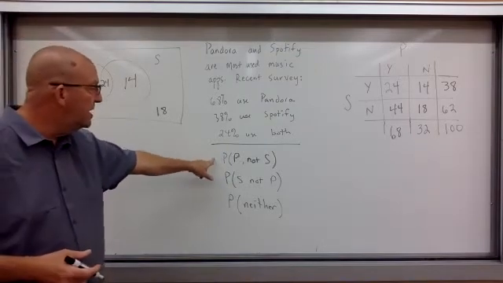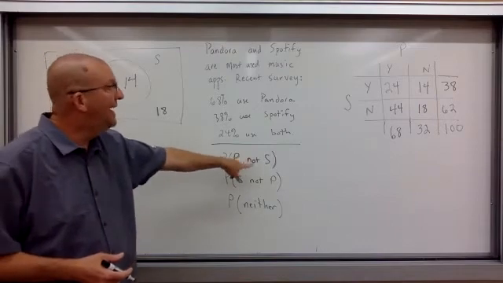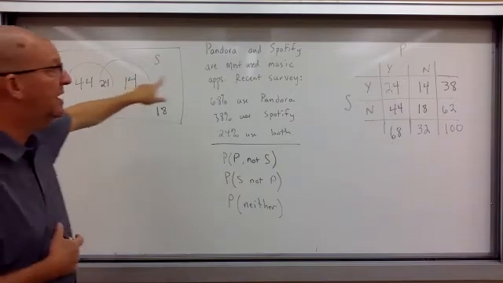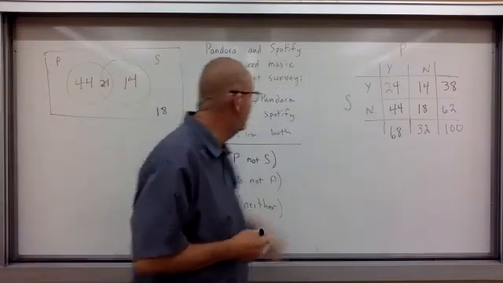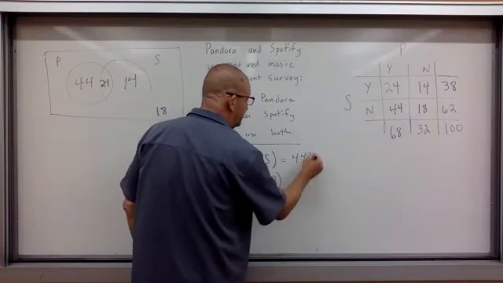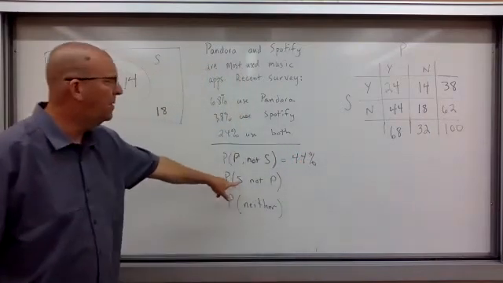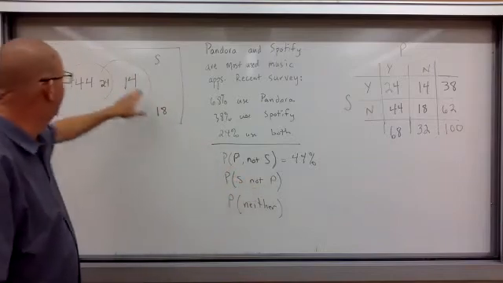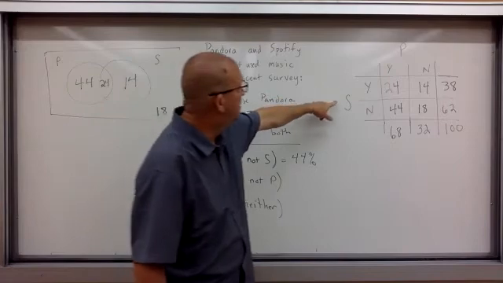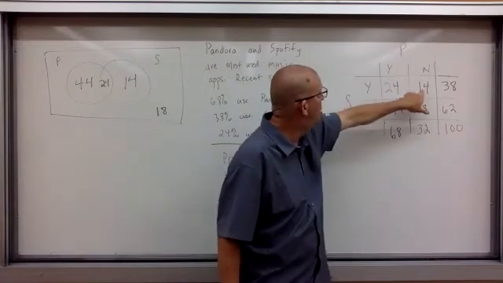The probability that we're Pandora, not Spotify. Looks like 44% here. Yes to Pandora, no to Spotify. So I'm going to say 44%. How about the probability for Spotify, not Pandora? From the Venn diagram, looks like 14. Let's see over here. Spotify, yes. Pandora, no.